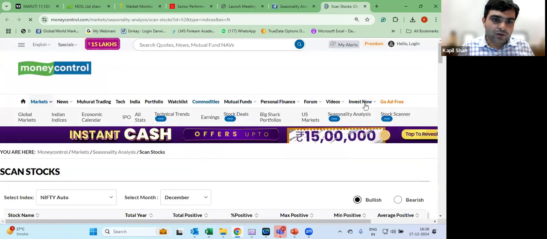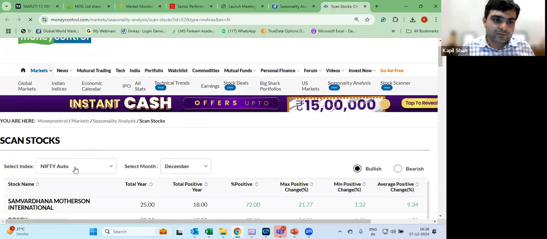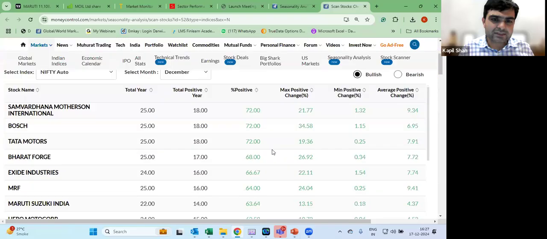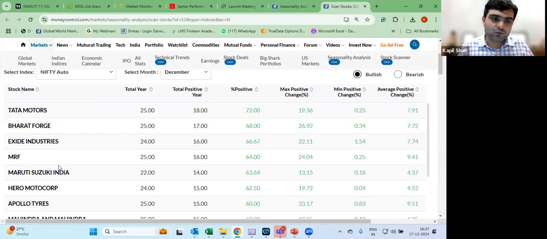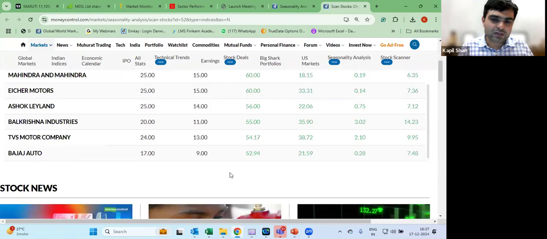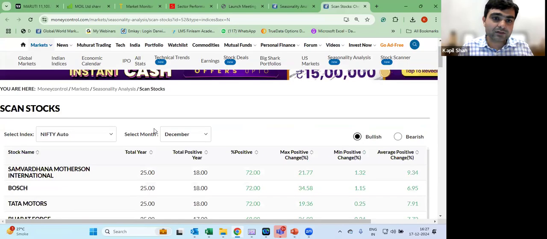and within the scan stock, let me take the Nifty auto idea for the December month. So this is what I am able to see. Bosch, Tata Motors normally do well. Maruti, okay, 63%. These particular stocks are quite underperforming, like Bajaj Auto, TVS Motors, Ashok Leyland. They have not had that much great momentum.